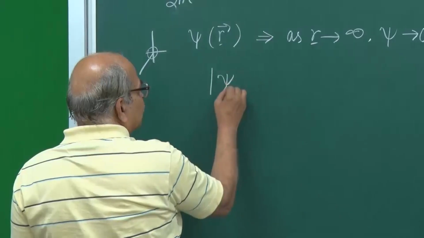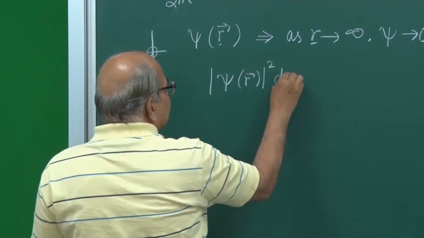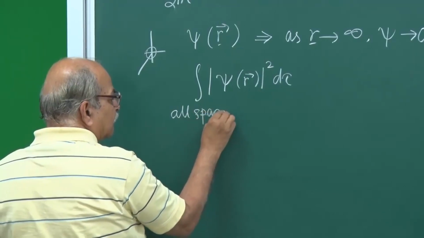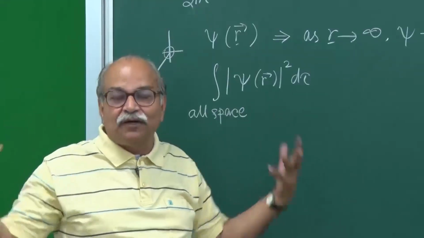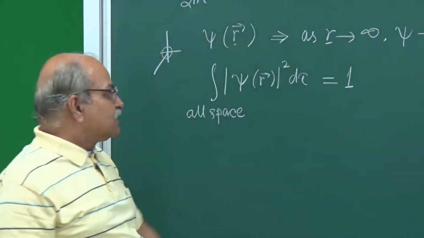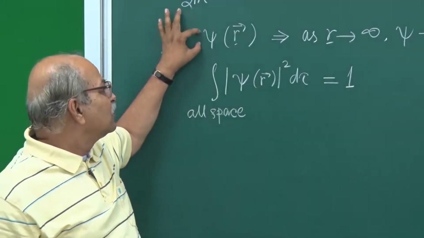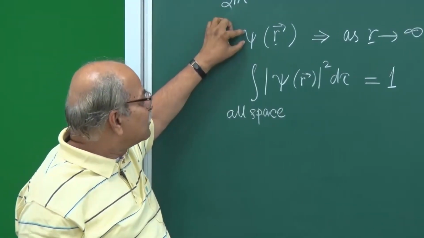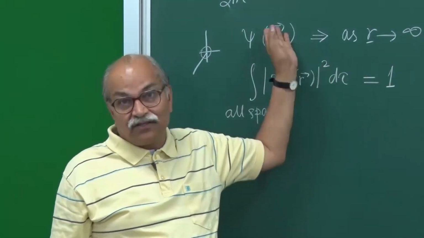Similarly, if I go for this |psi(r)| mod square d tau and integrate over all space, this gives me the total probability of finding the particle somewhere in the whole space, that must be 1. If it is not 1 but some finite quantity, I will just multiply my wave function by some constant, that does not change the character, the functional form remains the same. So, if I put that constant here, I can always make it 1. But if this goes to infinity, then I cannot do that.